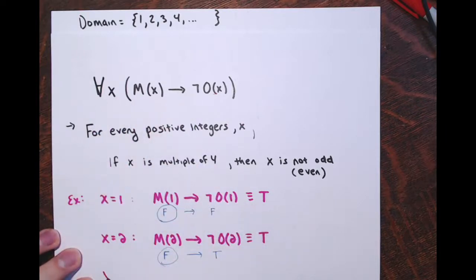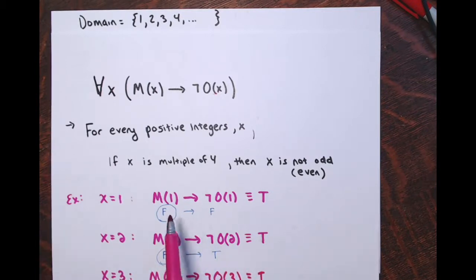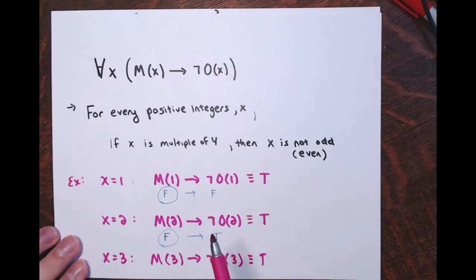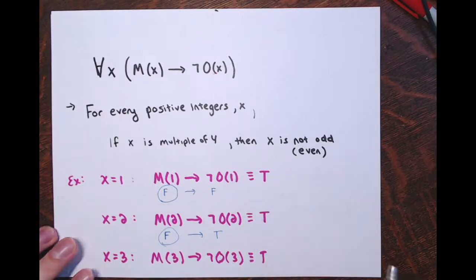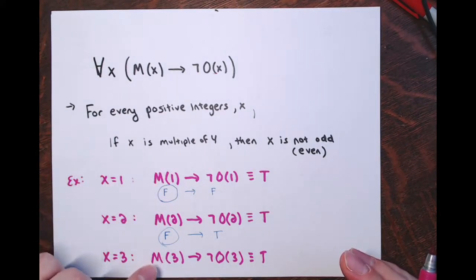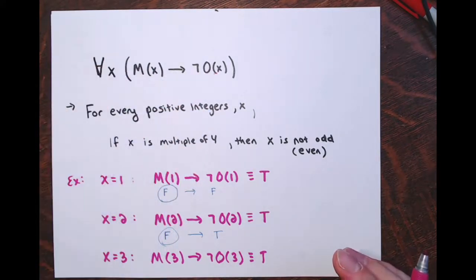Is it true for 3? Well, the same thing's going to happen as with 1. We have m of 3 implies not O of 3. That is also true because, just like for m of 1, the hypothesis is false. 3 is not a multiple of 4. Really, it's going to be true for anything that's not a multiple of 4, right? If the hypothesis is false, we have a true implication, a true statement.